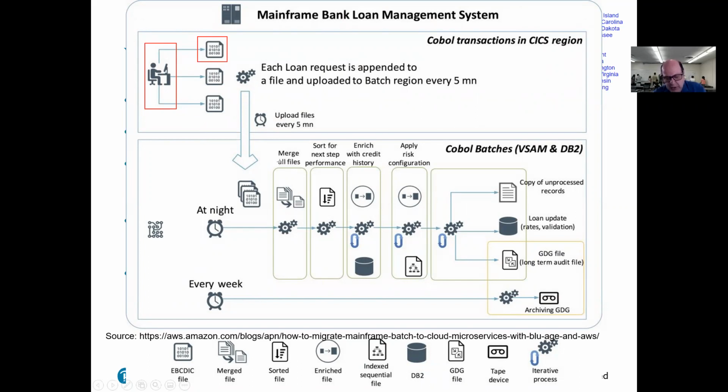So what happens is the programs are going to pick up files and use them as an input. It's going to do some processing, and it's going to create another file as an output for this program. And that file can be used with another program to do something else. In this case, they are merging all the files together. They're going to sort it for next step performance. They're going to check their credit history. So they need these things to be able to do that. So an output of a file can be input of another one.